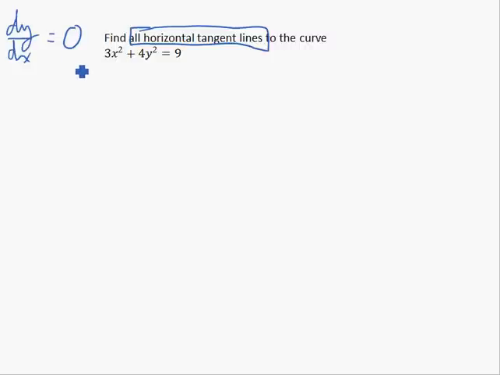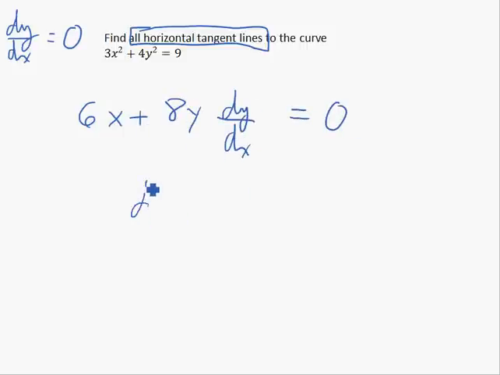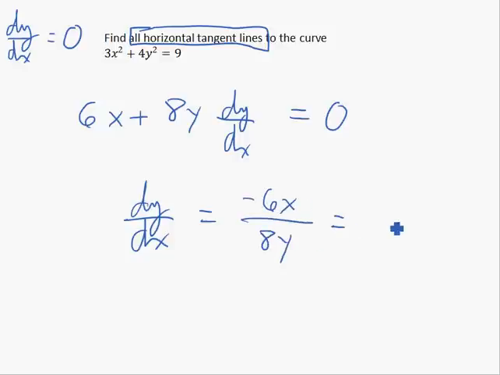And to do that, we got to find dy/dx. So we derive this equation. Okay, so 6x plus 8y dy/dx is equal to 0, which means dy/dx, the derivative of this curve, the slope, the instantaneous rate of change, all those good things, is negative 6x over 8y, which is negative 3x over 4y. This is our derivative.